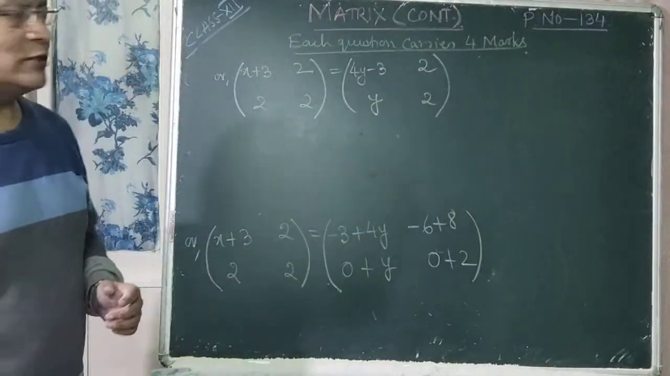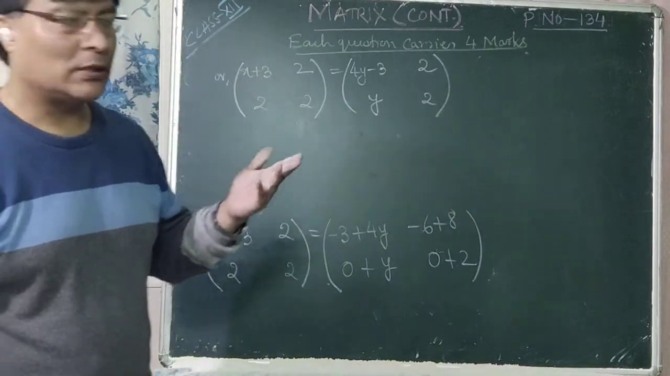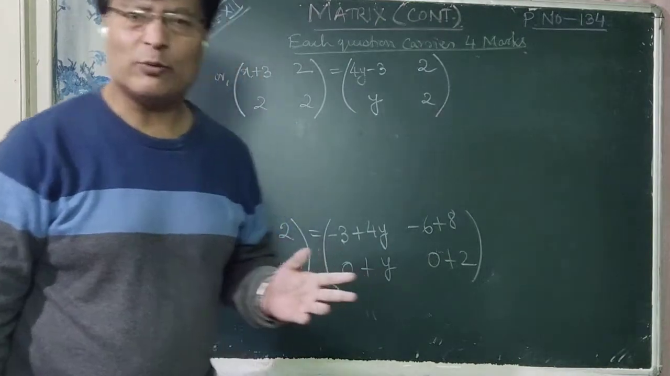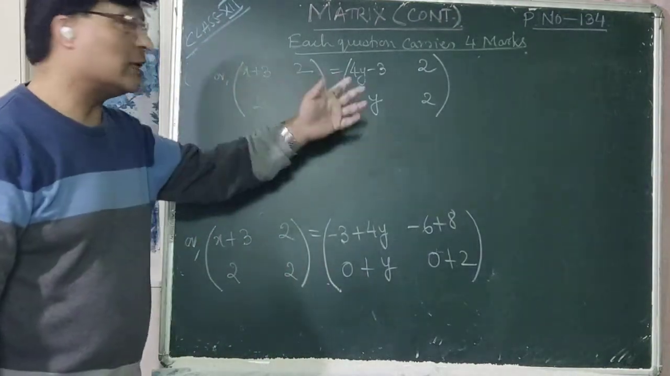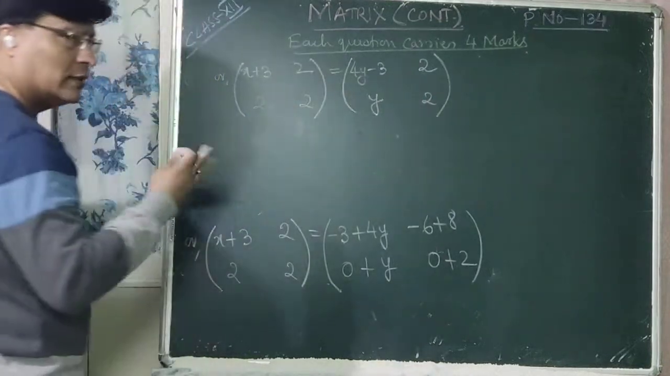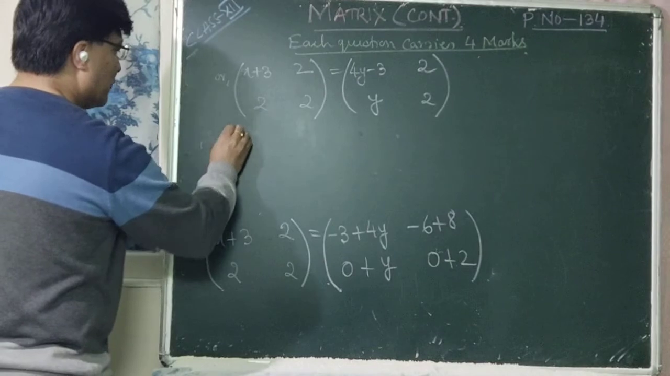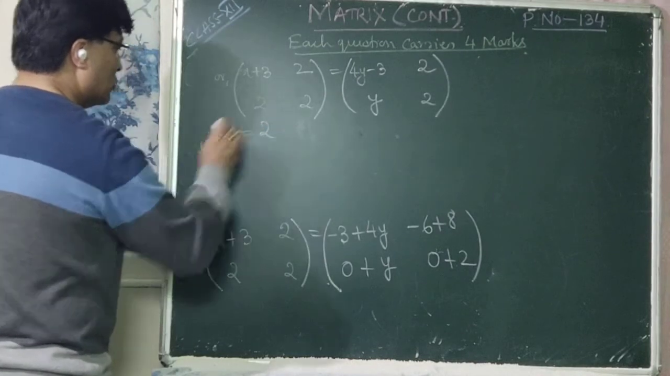And from the definition of the equality of two matrices, you can write down their corresponding elements are equal. That means their corresponding elements must be equal. This 2, 2, 2, 2, they are okay. Now y is equal to 2. Therefore, we get y is equal to 2.